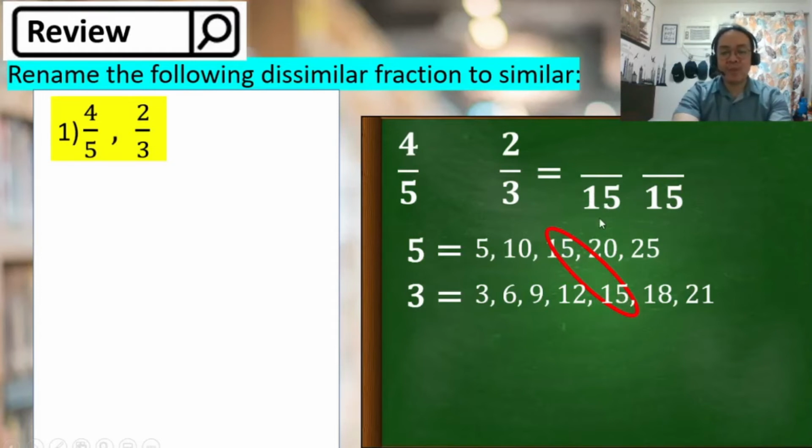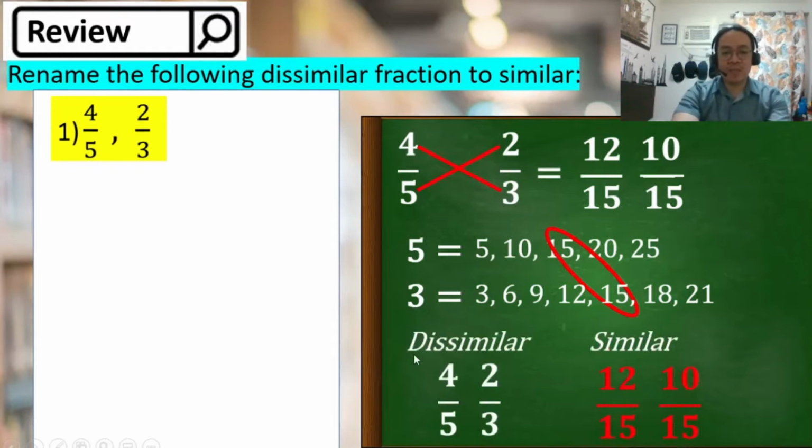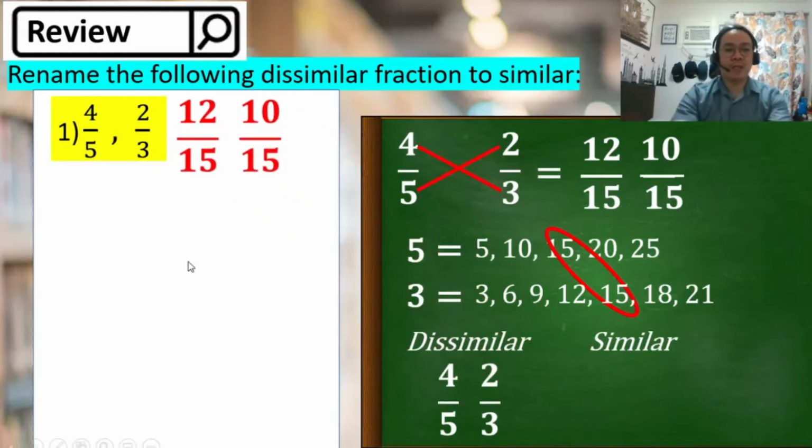So, after that, we can do the cross multiplication. 4 times 3 to get the new numerator. So, 4 times 3, that will be 12. 2 times 5, that will be 10. Pero we can also do it this way. Pwede rin 15 divided by 5 is equal to 3 times 4 is 12. 15 divided by 3 is 5 times 2 is 10. So, as you can observe, from dissimilar to similar, or equivalent fraction na siya ngayon. Si 4/5 and 12/15 are equal, 2/3 and 10/15 are equal.